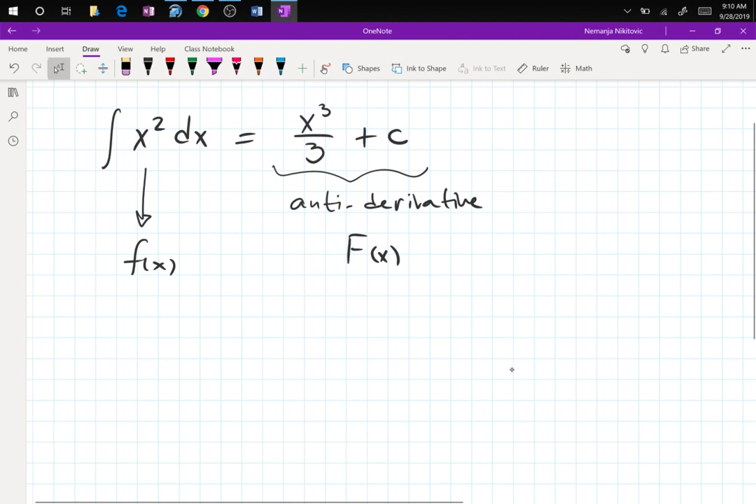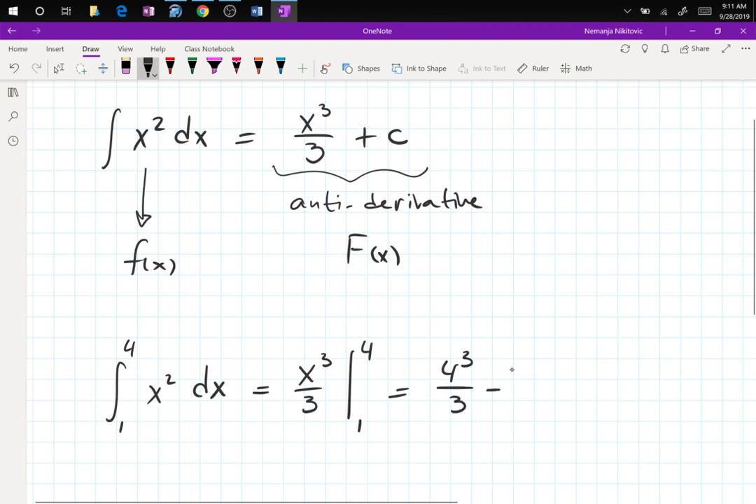Now, if you have the definite integral, say it goes from 1 to 4, and you have your x squared dx, now you will find the antiderivative, which is x cubed over 3, and compute that from 1 to 4, where you get 4 cubed over 3 minus 1 cubed over 3 for a total answer of 21. Obvious, right?